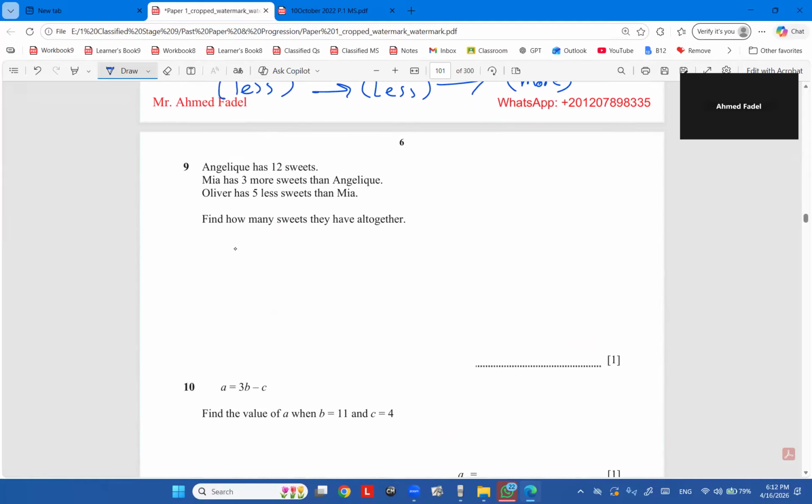Angelique has 12 sweets. Mia has 3 more sweets, so Mia has 15. Angelique has 12. Mia has 15. Oliver has 5 less than Mia, so Oliver has 10. Find how many sweets do they have altogether. So 12 plus 15, which is 27, plus 10 is going to give you 37.